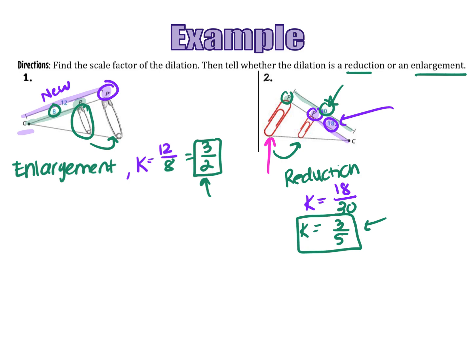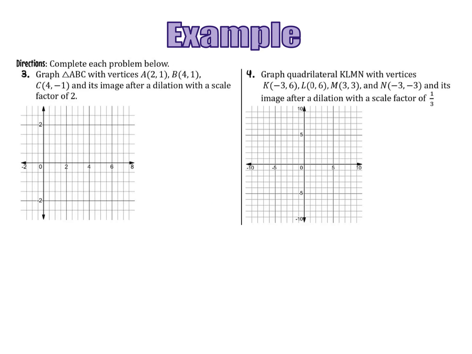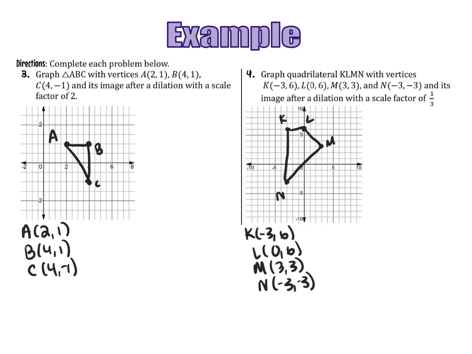Now that we've looked at scale factor and enlargement versus reduction, let's go ahead and look at some examples that involve performing these dilations. Okay, for numbers 3 and 4, we're going to be given an original shape, and we're going to perform the dilation with an indicated scale factor. So before I begin, I'm going to just go ahead and plot the points for both of these problems. On number 3, I'm going to have a triangle. On number 4, I'm going to have a quadrilateral. So I'm going to go ahead and plot those points.